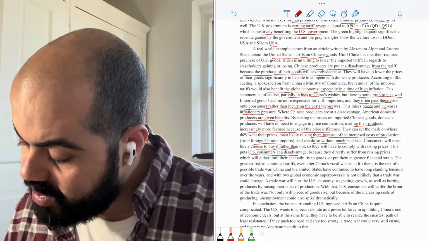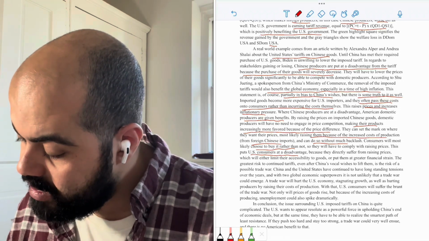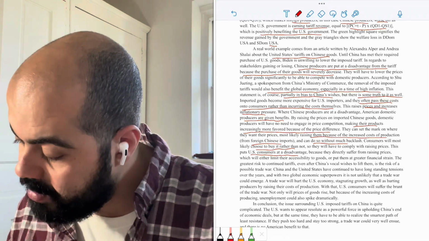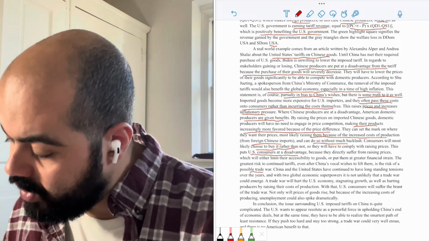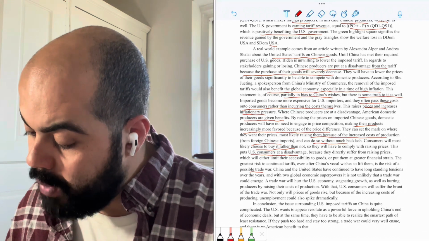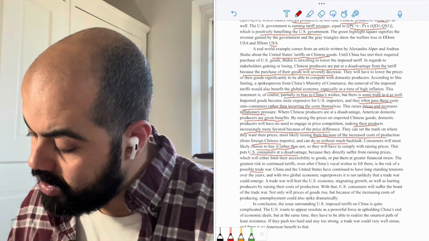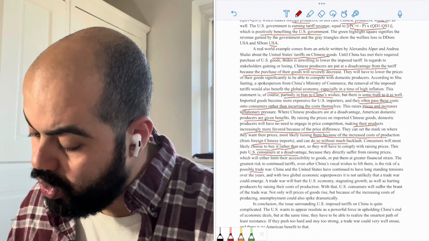The greatest risk to continued tariffs, even after China's vocal wishes to lift them, is the risk of a possible trade war. China and the United States have continued to have long-standing tensions over the years, and with two global economic superpowers, it is not unlikely that a trade war could emerge.